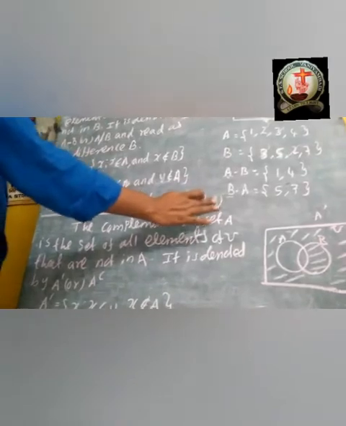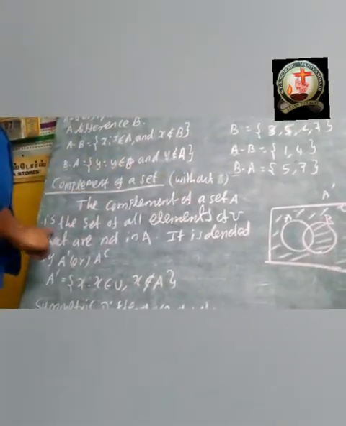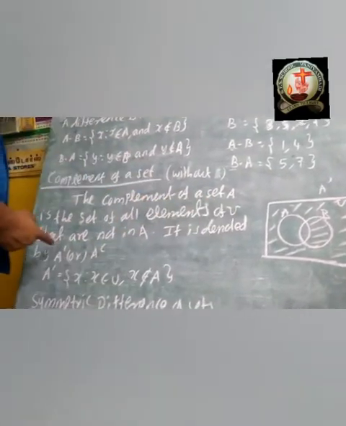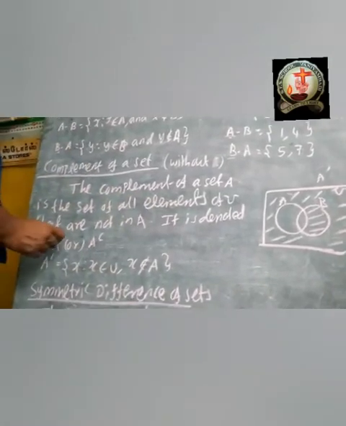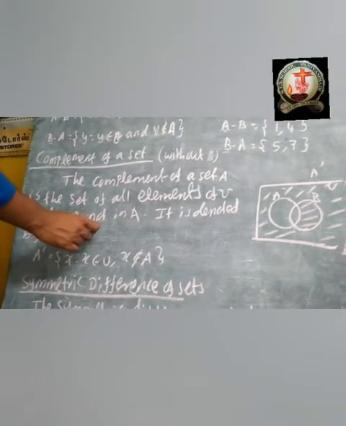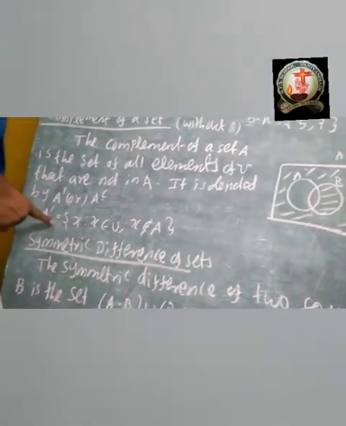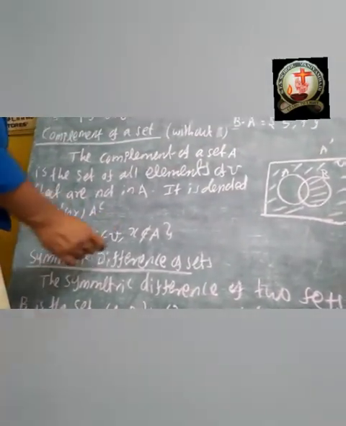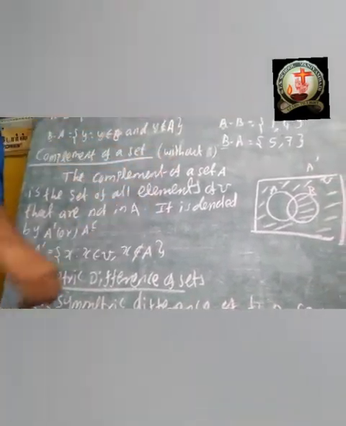Complement of a set. The given meaning is without. The complement of a set A is the set of all elements of the universal set that are not in A. It is denoted by this symbol, called A dash, or A power C, A complement. Both are the same. A dash is equal to x such that x belongs to universal and x does not belong to A. That's why it's given as without.